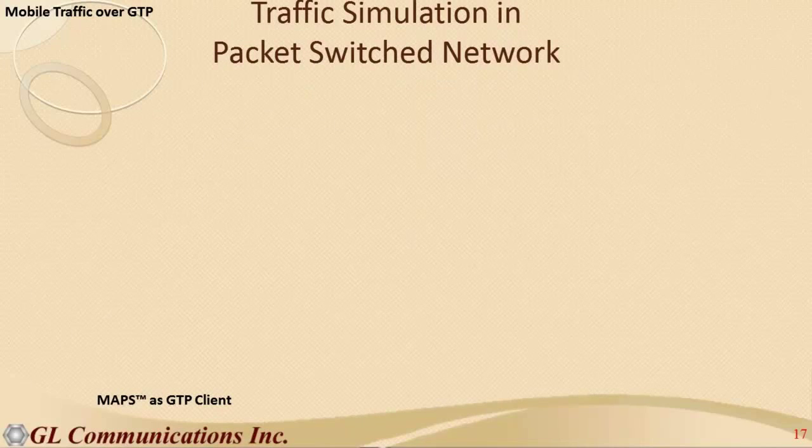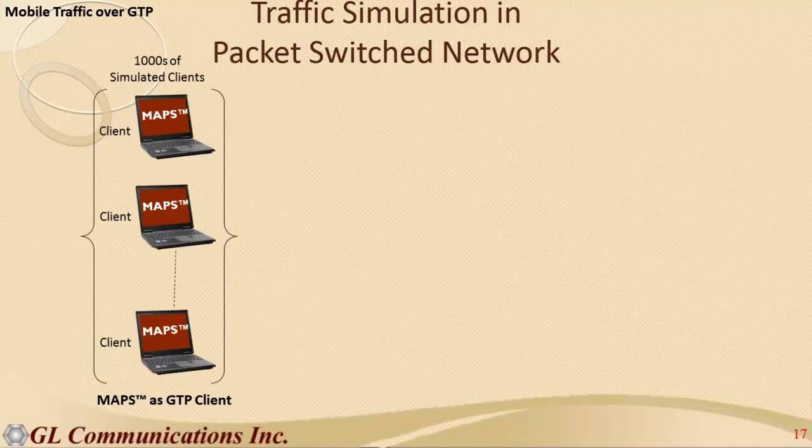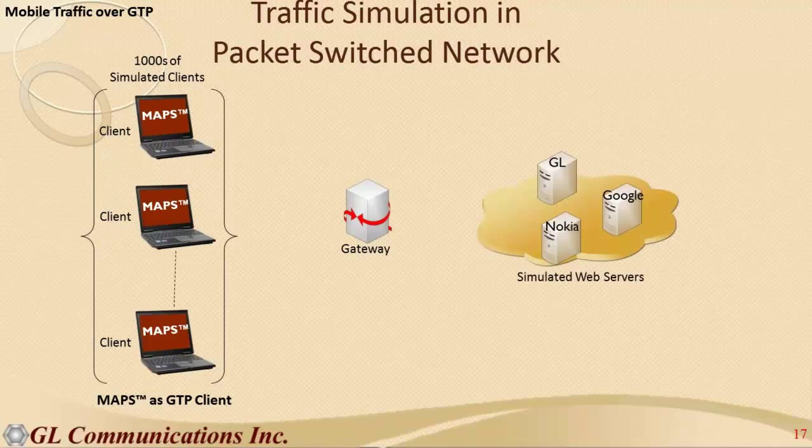Now let's concentrate on how the traffic will flow through the packet switch network and how it is simulated using our mobile traffic over GTP. So MAPS will be acting as a client, as simulated users. We will have a gateway and the simulated web servers. This is the setup. If I have to explain, MAPS will be acting as an eNodeB with simulated users. This gateway can be the serving gateway as well as the PDN gateway.